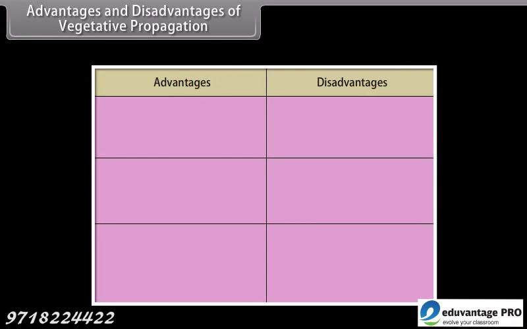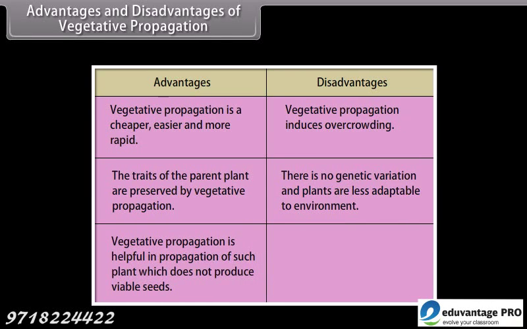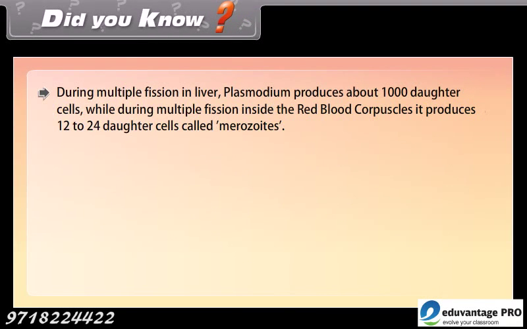Advantages and disadvantages of vegetative propagation. Let us discuss some of the advantages and disadvantages of vegetative propagation. Did you know, during multiple fission in liver, Plasmodium produces about 1000 daughter cells, while during multiple fission inside the red blood corpuscles, it produces 12 to 24 daughter cells called merozoites.